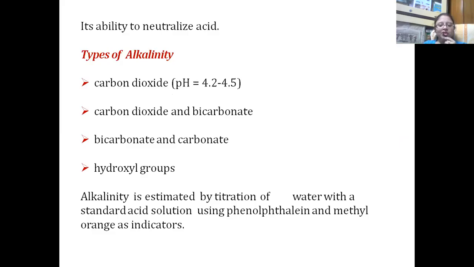Because you are measuring an alkali, it can be measured by simple acid-base titration. Any acid like sulfuric acid or hydrochloric acid you can use for titration. And you have to use two indicators. One is phenolphthalein and one is methyl orange. Why are we going to use two indicators? I will discuss in my future slide.